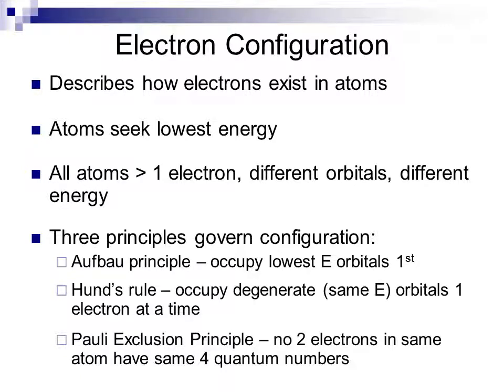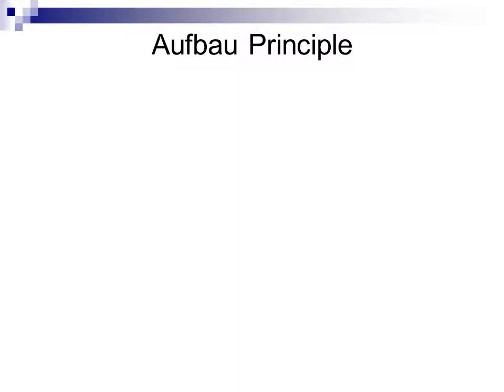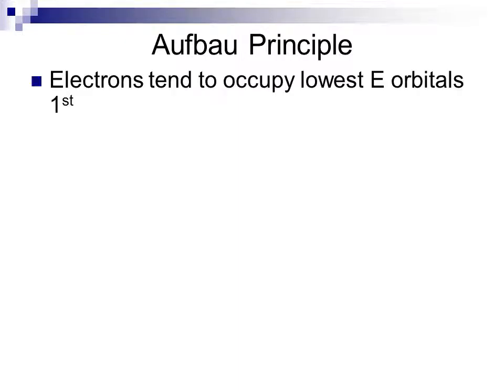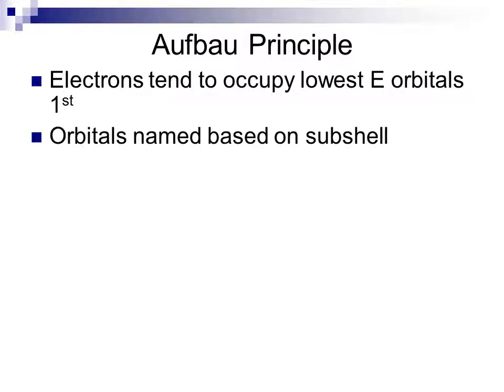The Pauli exclusion principle states that no two electrons in the same atom will have the same four quantum numbers. If you recall, before we did the four different quantum numbers that were predicted by the Schrödinger equation: the n value, the l value, the m sub l value, and the m sub s value. The Aufbau principle, upon closer examination, once again, is that electrons occupy lowest energy orbitals first.